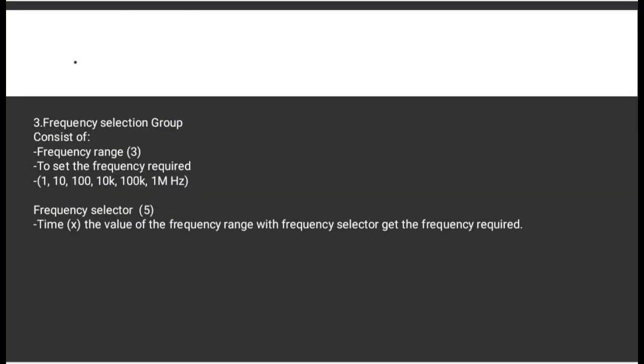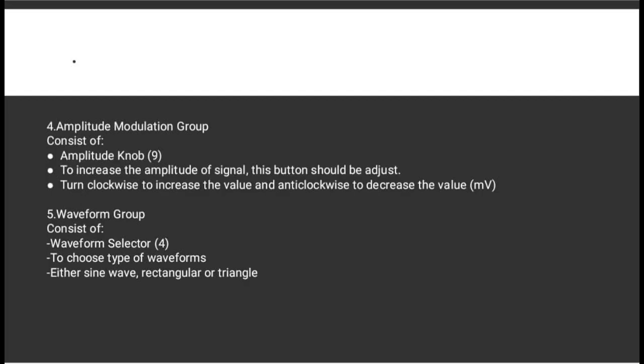Thirdly, frequency selection group. It consists of frequency range. We need to set the frequency required, for example 1, 10, 100, 1K, 10K, 100K, or 1 MHz. Other than that, there is also the frequency selector, which is multiplied with the value of the frequency range to get the frequency required. Fourthly, there is the amplitude modulation group.